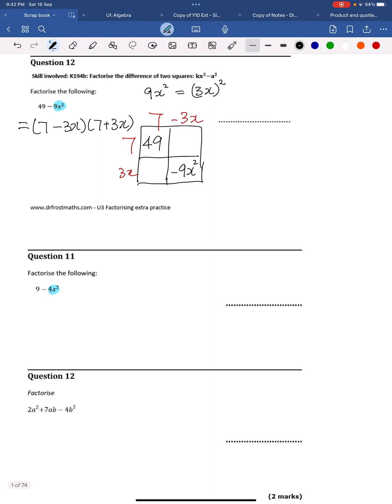For this question 11, the answer should be 3 minus 2x, 3 plus 2x. Now, I hope you got these two questions correct. If not, go back to Dr. Frost.